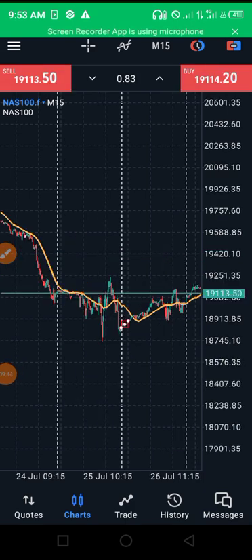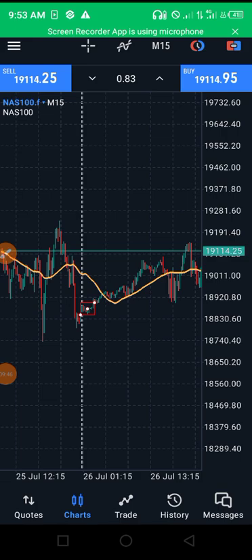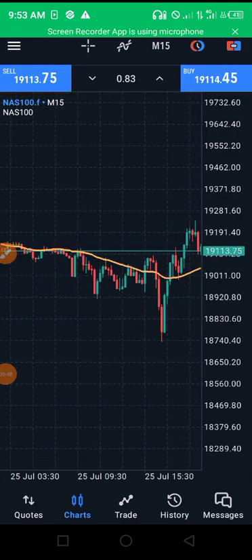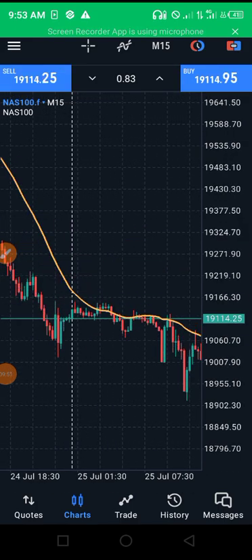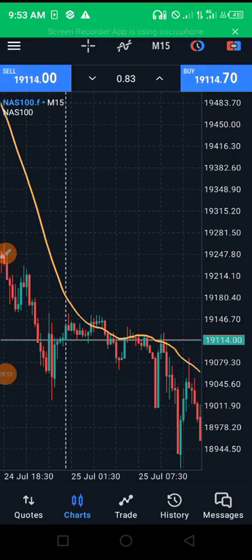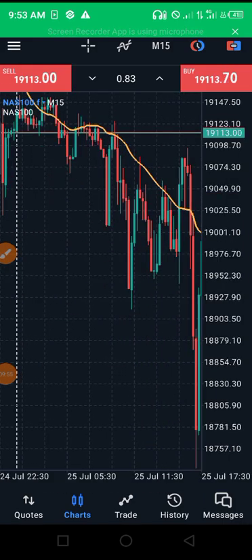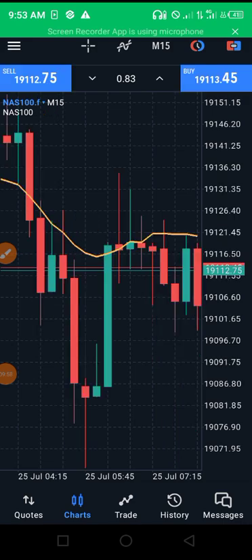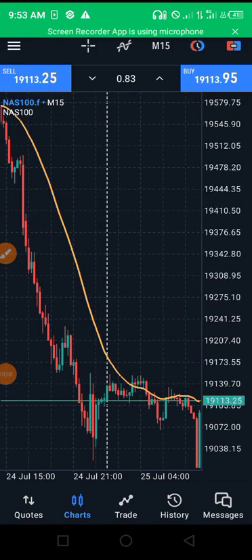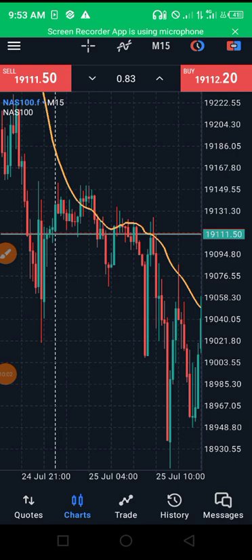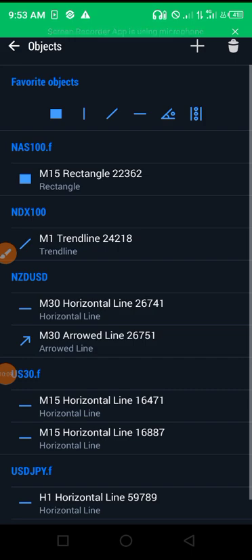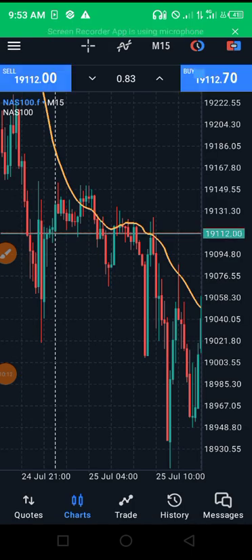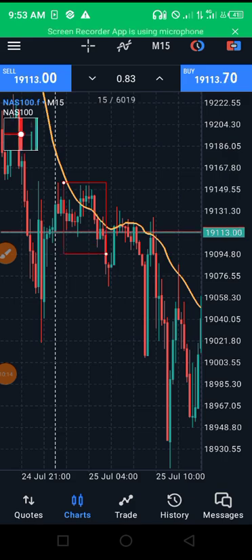So let me show you one more. Let's see the previous day. So we said we're going to backtest it by taking the first three candles. We mark the first three, or a maximum of the first four candles. So we are taking our rectangle box again, or you can even use your horizontal line.